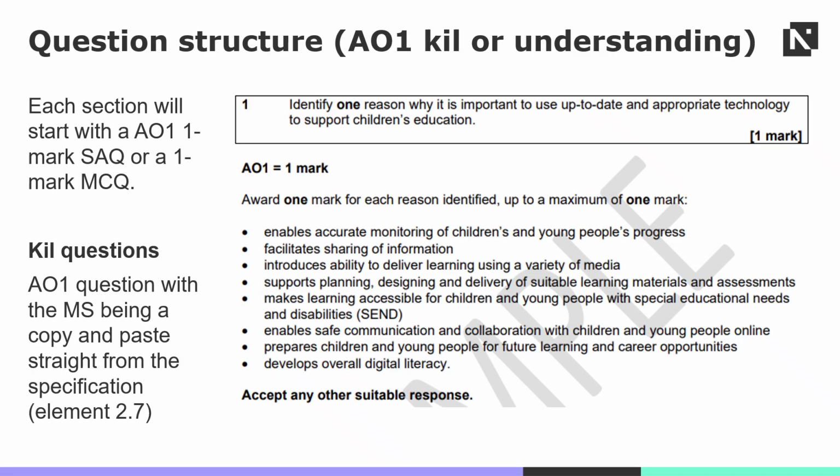So now we're going to have a look at the structure of the different sorts of questions that you would expect to see on the exam. So each section of the exam will begin with either a simple AO1 knowledge in isolation or multiple choice question. And these knowledge in isolation questions draw their answers directly from the specification wording. An example of such a question is given here, and this is identify one reason why it's important to use up-to-date and appropriate technology to support children's education. For this type of AO1 question, the mark scheme will be a direct copy and paste straight from the specification.